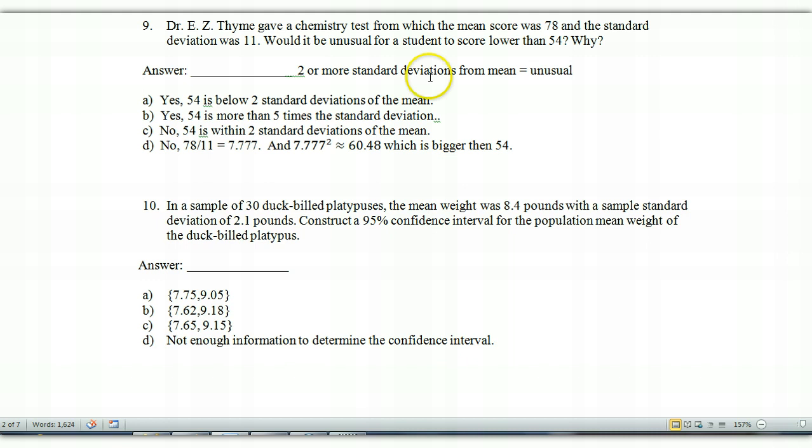So 2 standard deviations from the mean here, 78 minus 22 would be a 56. Alright, and 54 is more than that. So 54 is more than 2 standard deviations from the mean. So that would be considered unusual.